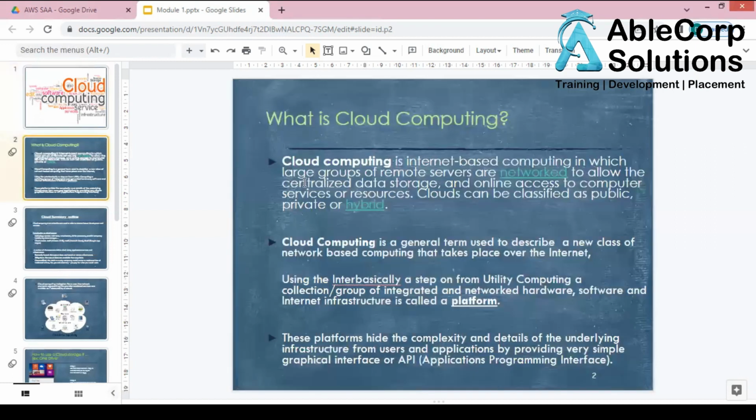Now, what is cloud computing, right? We say that, hey, we are using cloud as a service, right? And what do you understand by cloud computing? So, cloud computing is nothing, just internet-based computing. When you use the internet to do your computational work, that is called cloud computing. Okay, you cannot see or touch the systems that you use, right?